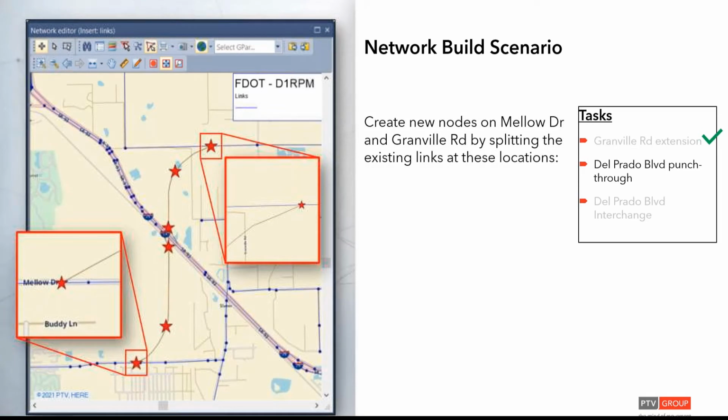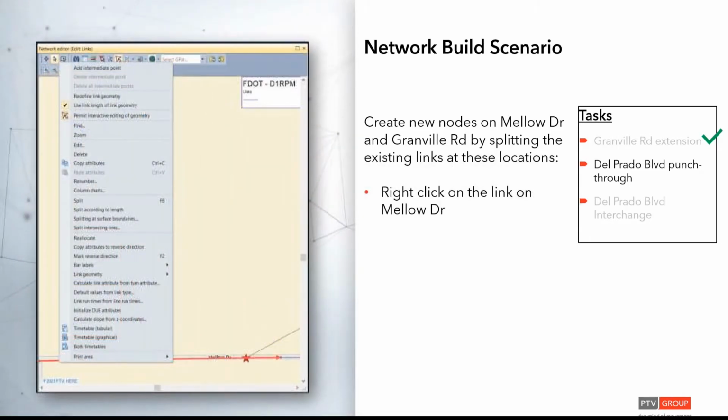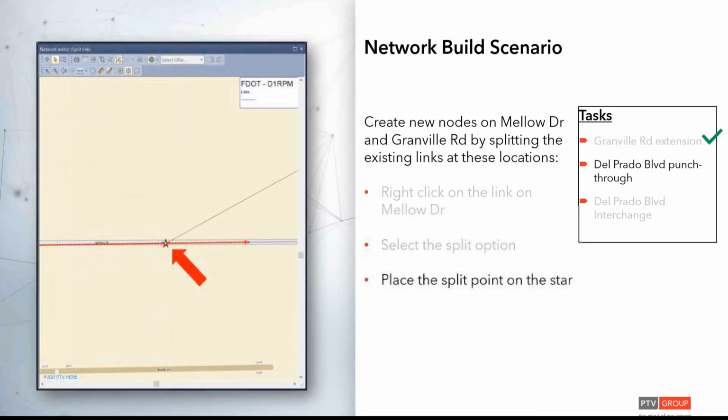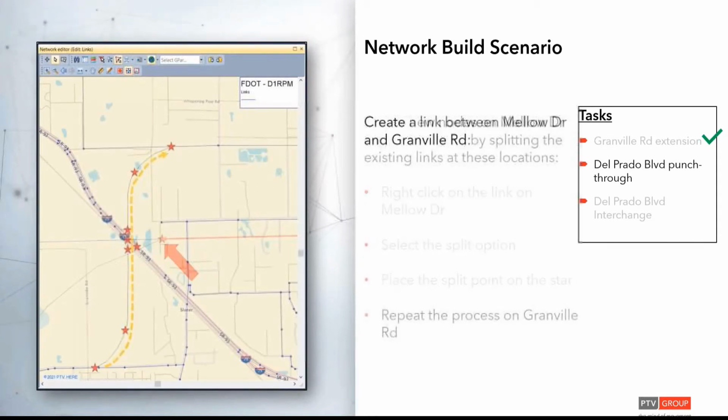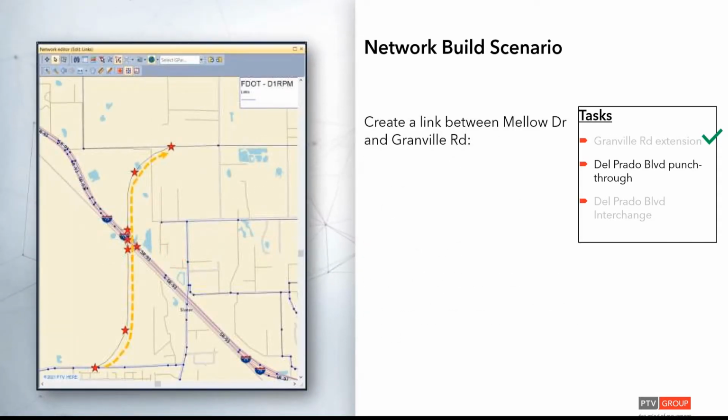What this will include is we're going to create new nodes at Mellow Drive and Granville Road on the existing links by splitting the links. And by splitting the links, we'll just add a node basically into the center of them. And then just like before, we'll split the links there and there, and then we will add a link just like we did before.